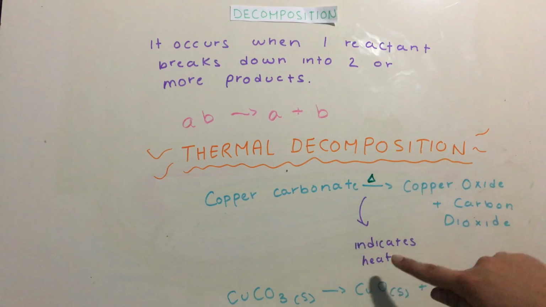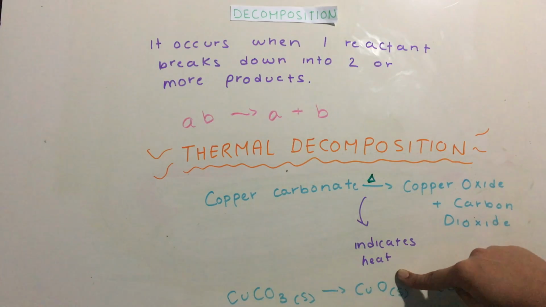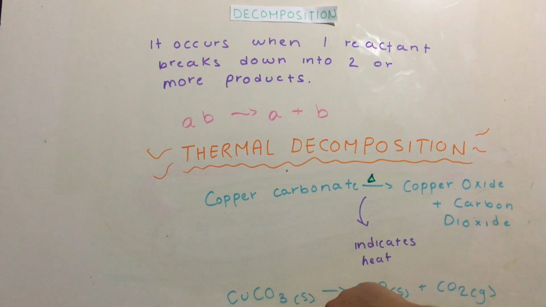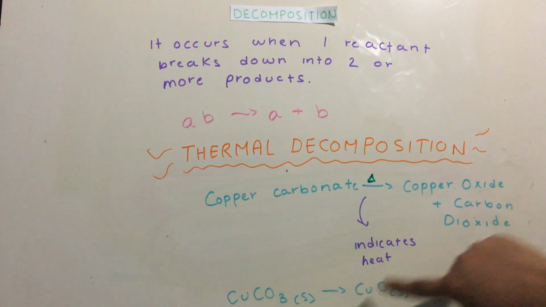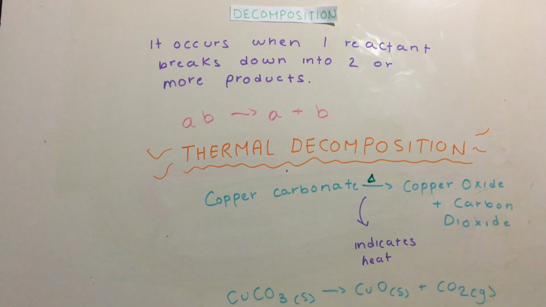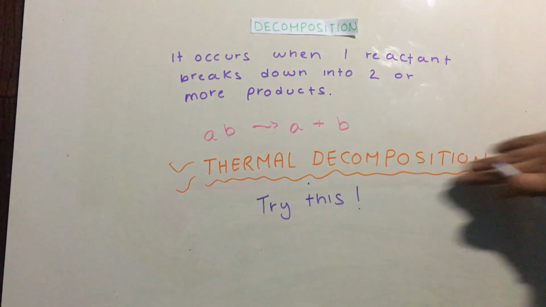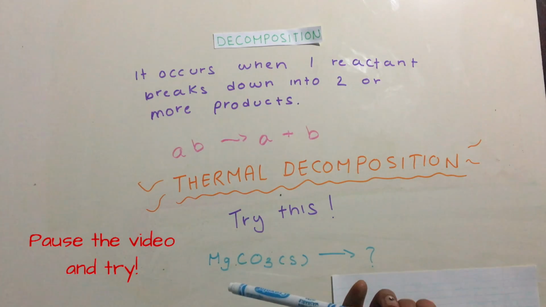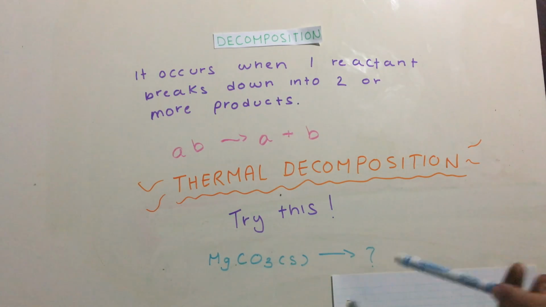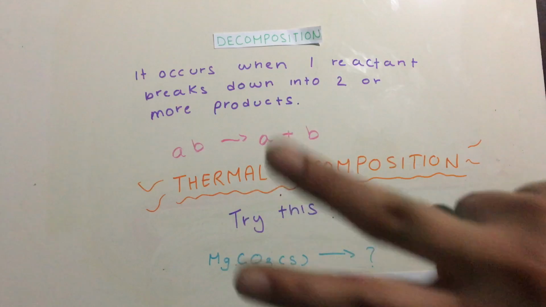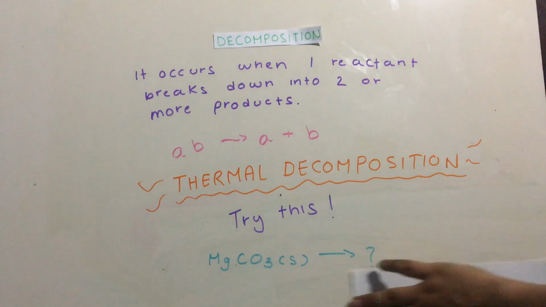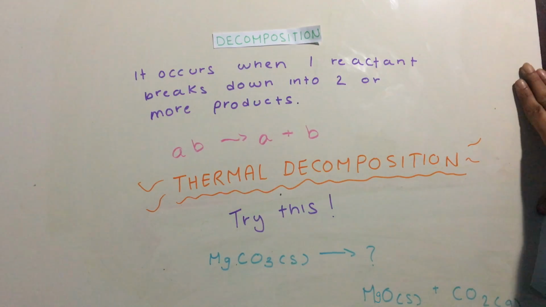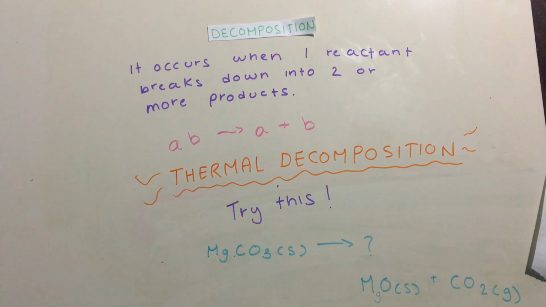Since this uses heat, the triangle on top of the arrow indicates that, and it's considered to be a thermal decomposition represented by the equation shown. This also forms two new products. Now it's your turn to try. So what does magnesium carbonate break down into? Magnesium oxide and carbon dioxide.